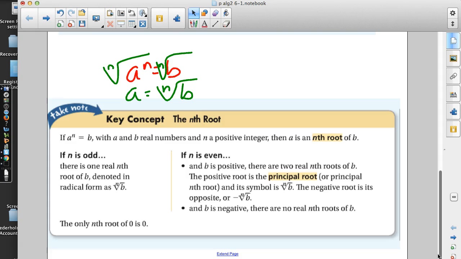And then it mentions that if b is negative, there are no real nth roots. Wait a minute.